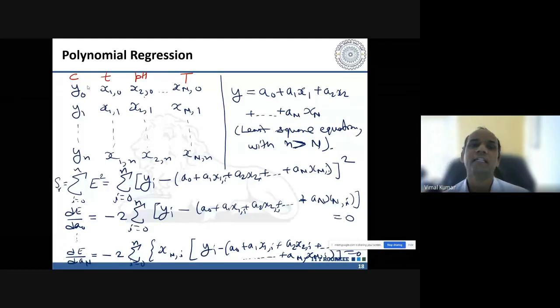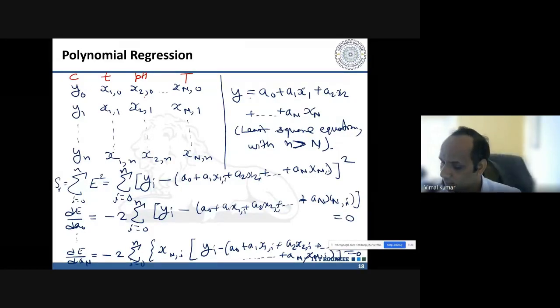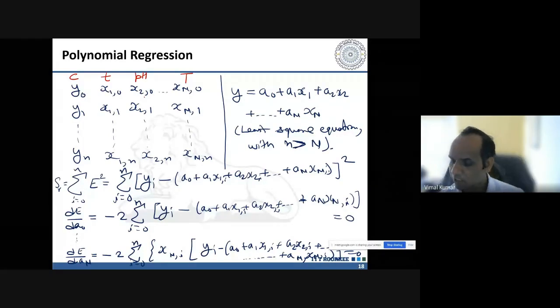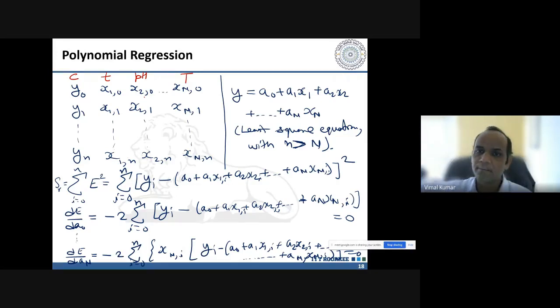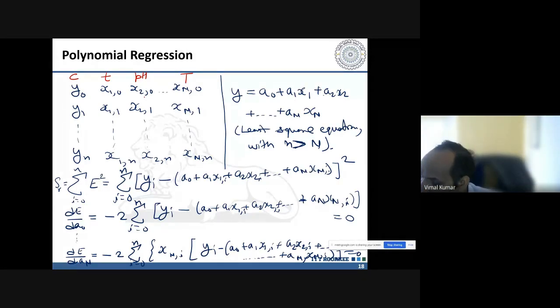So how do I fit this data? For all these data points, y0 corresponds to x10, x20, xn0, y1 corresponds to x11, x21, xn1, and so on, and yn corresponds to x1n, x2n, and xnn. So I have the complete set of data points with y equal to a0 plus a1x1 plus a2x2, and so on till anxn.